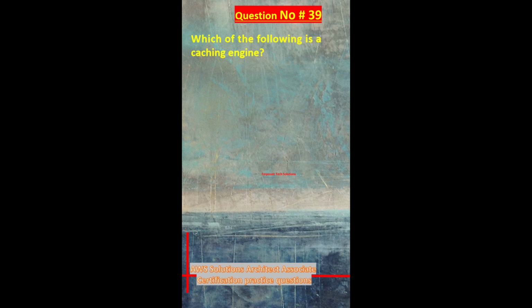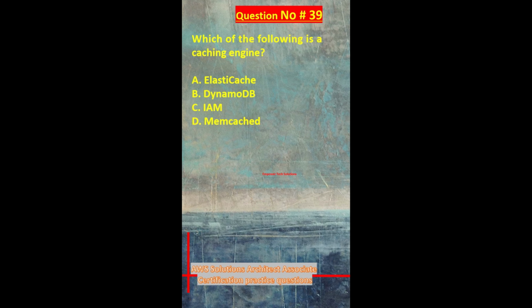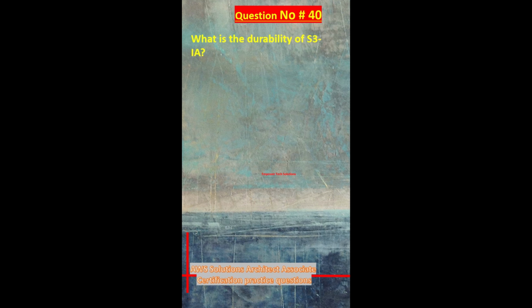Which of the following is a caching engine? A. Elastic. B. DynamoDB. C. IAM. D. Memcached.